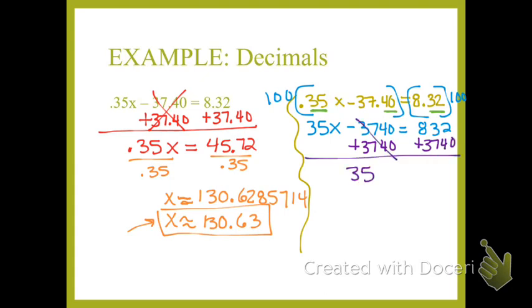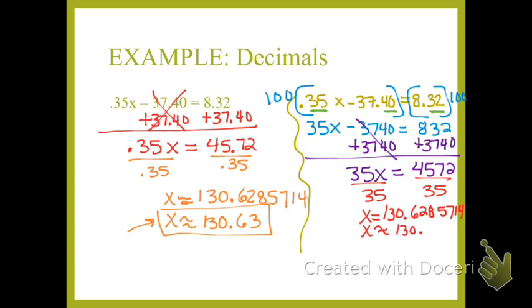That is 0. And this would leave me with 4,572. And I would divide now both sides by 35, and I would get that same answer that I did in the last question. And then I would round that off to approximately 130 and 63 hundredths.